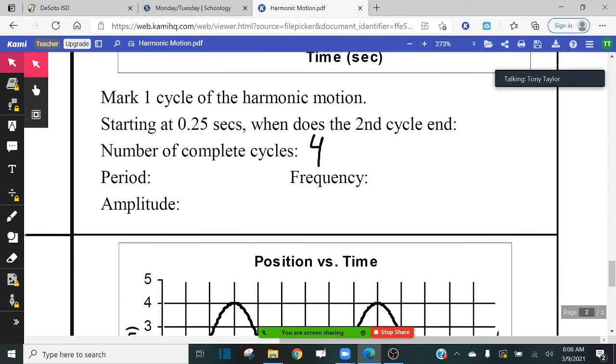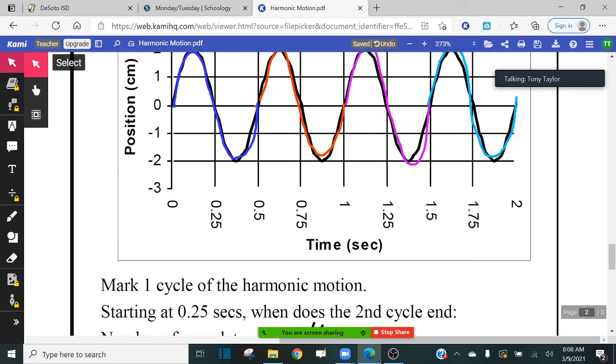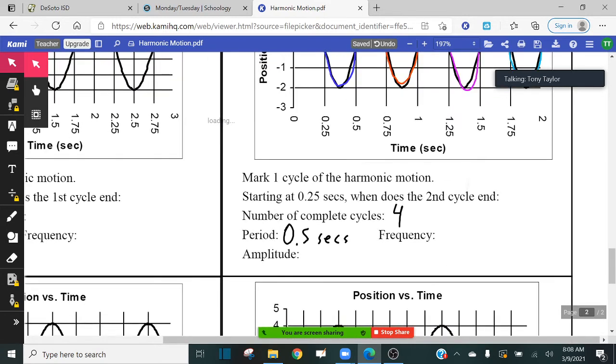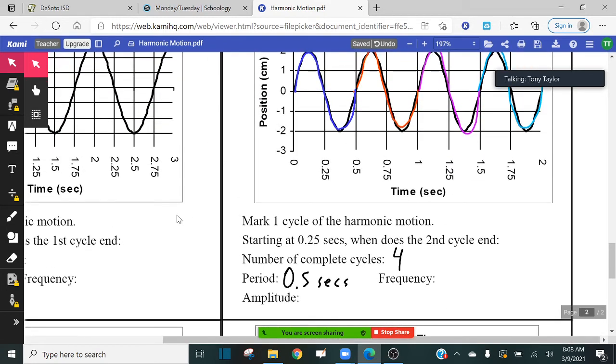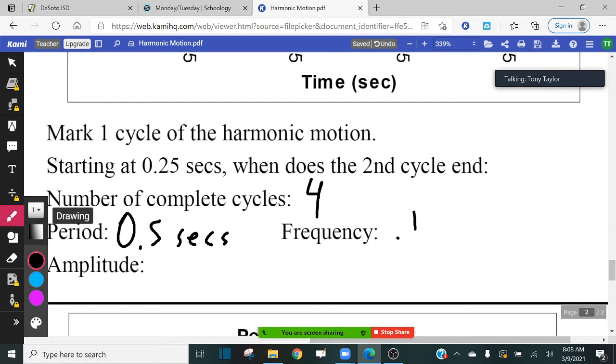So that means the period here would just be 0.5 seconds. So you guys clearly see that there are 0.5 seconds in this one cycle. So that's why I put 0.5 seconds for my period. And remember, I told you how to find frequency. Frequency is just 1 divided by the period. So if you take 1 and divide it by 0.5, that gives you a frequency of 2 hertz. Okay. So everybody got that?